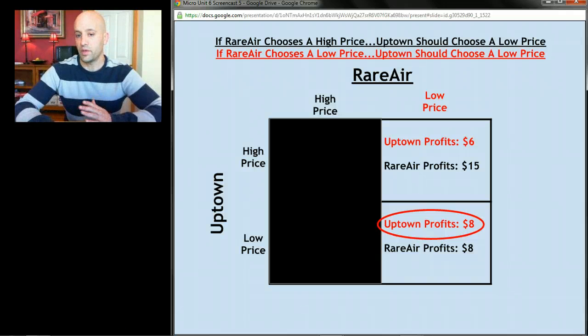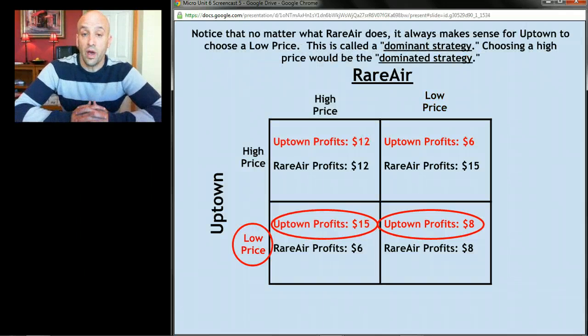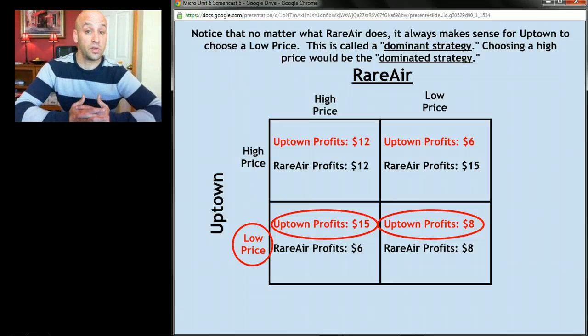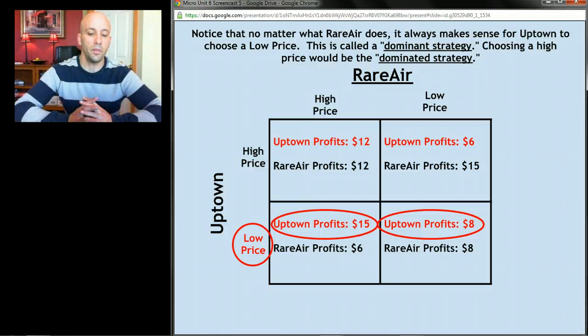Now notice something about what just happened. Notice that no matter what Rare Air does, it always makes sense for Uptown to choose a low price. That is what's called a dominant strategy. A dominant strategy is a choice you can make that's going to be better for you regardless of what the other person does. In this example, Uptown's dominant strategy is to pick a low price. No matter what Rare Air does, Uptown is better off going with the low price. So we're going to call the low price for Uptown the dominant strategy. Picking a high price would have been the dominated strategy.